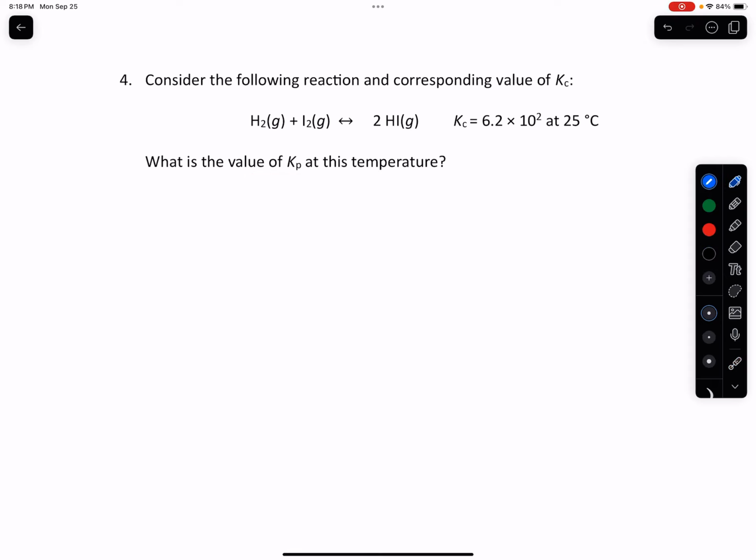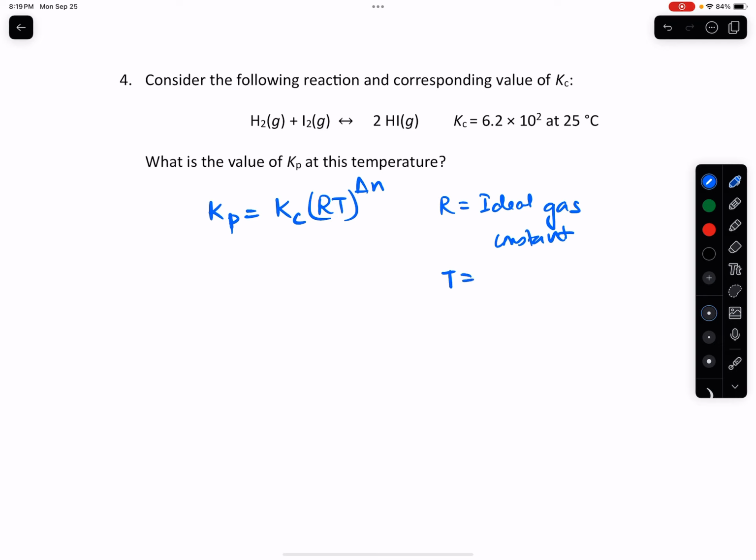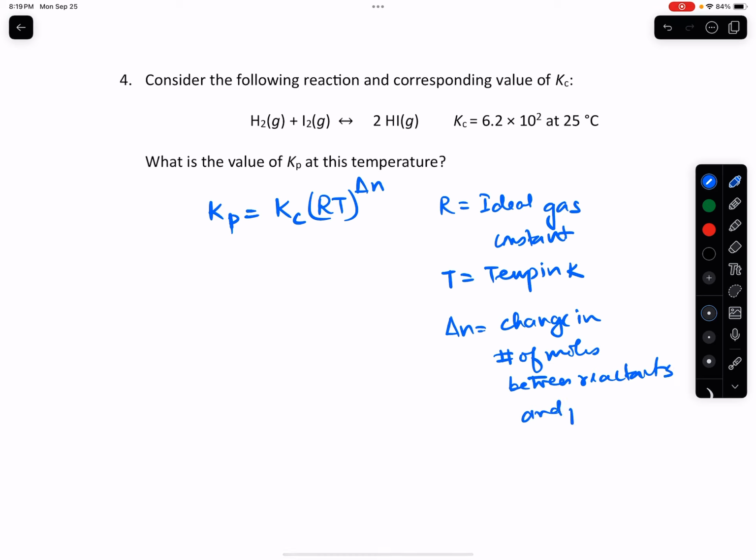So the first thing we need to know is that Kp is equal to Kc times RT raised to delta N, and R is equal to the ideal gas constant, T is equal to the temperature in Kelvin, and delta N is the change in number of moles between reactants and products. Okay, so let's see if we can apply this.